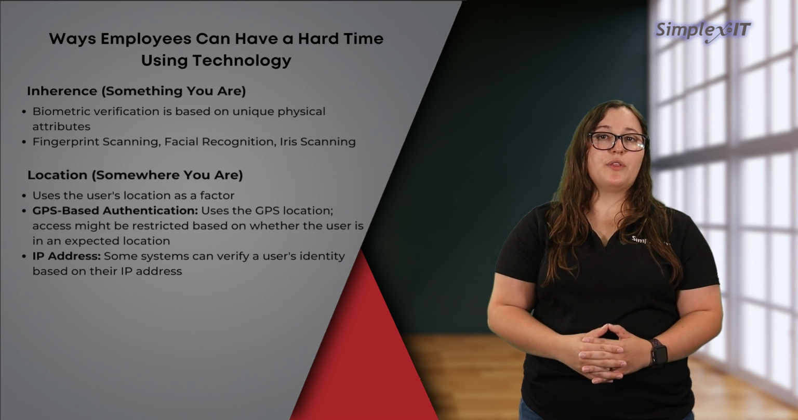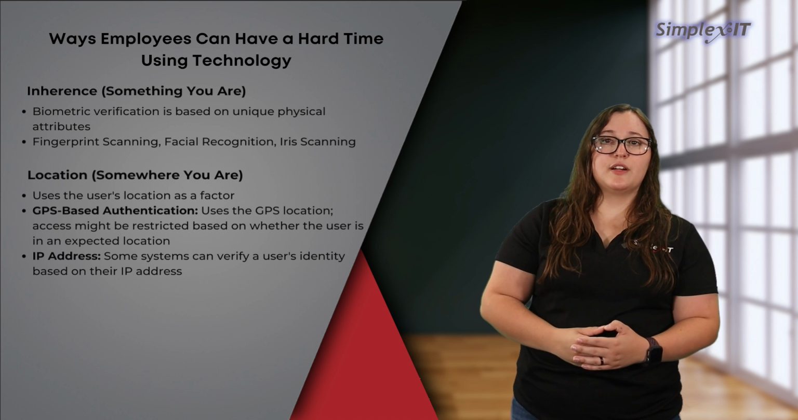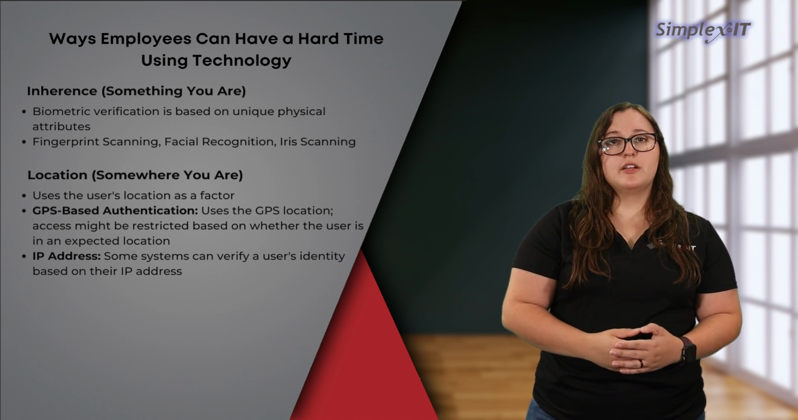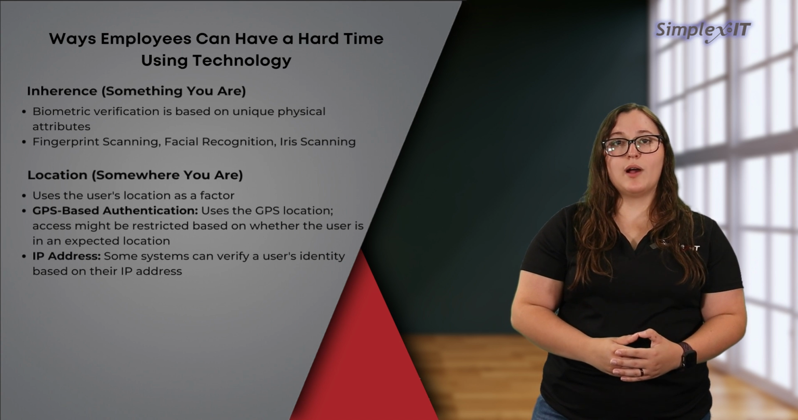And lastly, location. This method uses the GPS location of a user's device. Access might be restricted based on whether the user is in an expected location. And IP address. Some systems can verify a user's identity based on their IP address. If an attempt to access a system comes from an unknown IP, additional verification may be required.